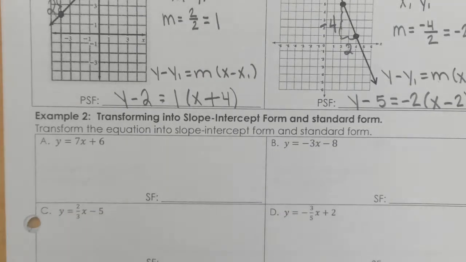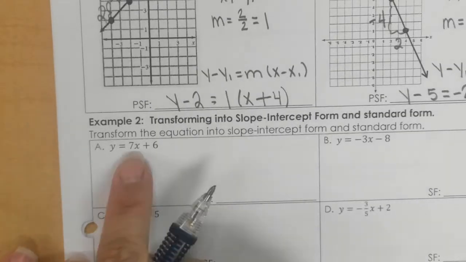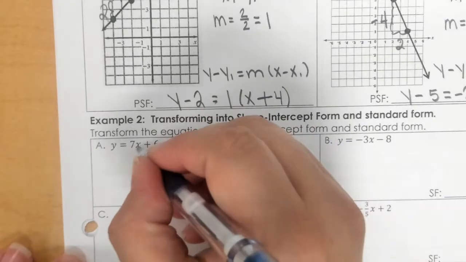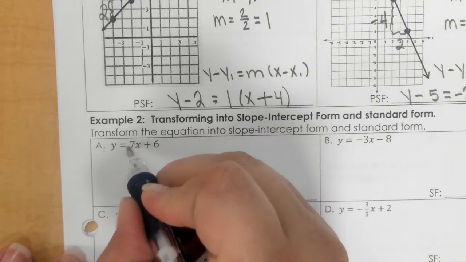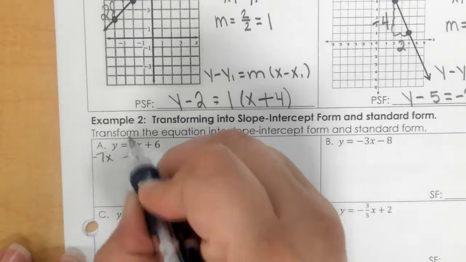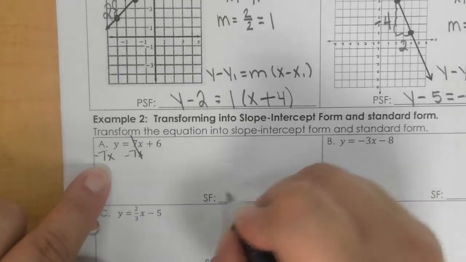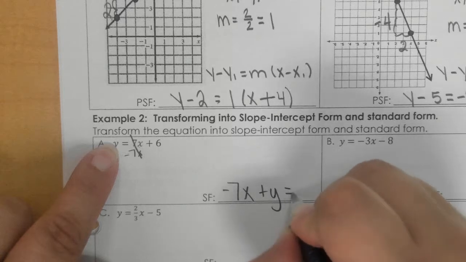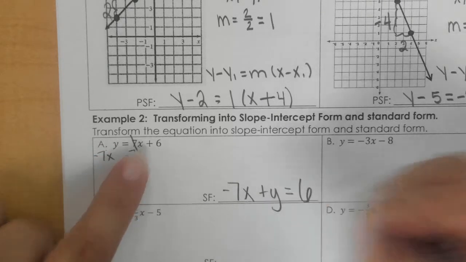So what we do is we want to have our x and y on the same side. So to do that, I got to get rid of the 7x. It's got to go over here. And if I cross the equal sign, I change the sign. So I'm going to subtract it. So that means that I have a negative 7x, this positive y, and all of that equals 6.